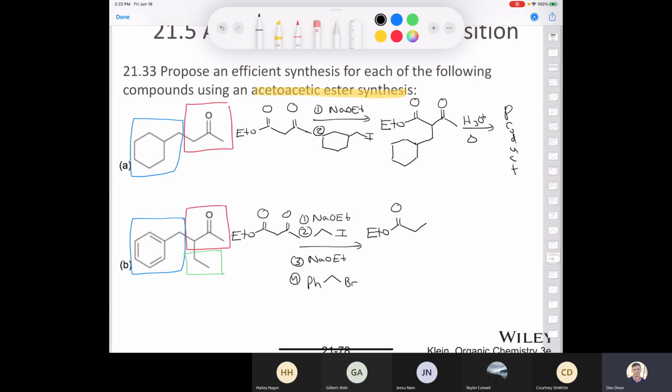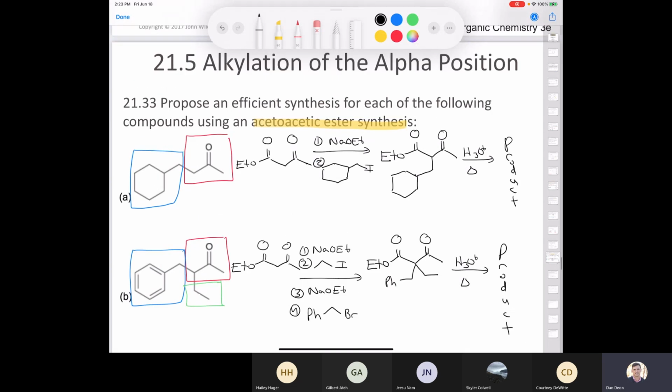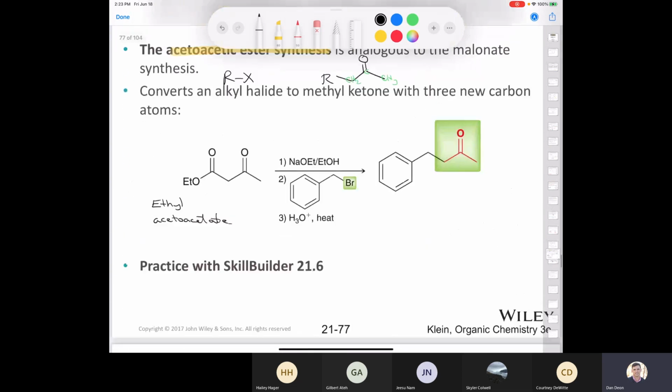So you basically start with your ethyl acetoacetate, and you have the ethyl group, and then you have the benzyl group, like that. Then you treat that with aqueous acid, and you heat it up, and you end up with the product, just like that. So there you go. So, what have we covered since our break?